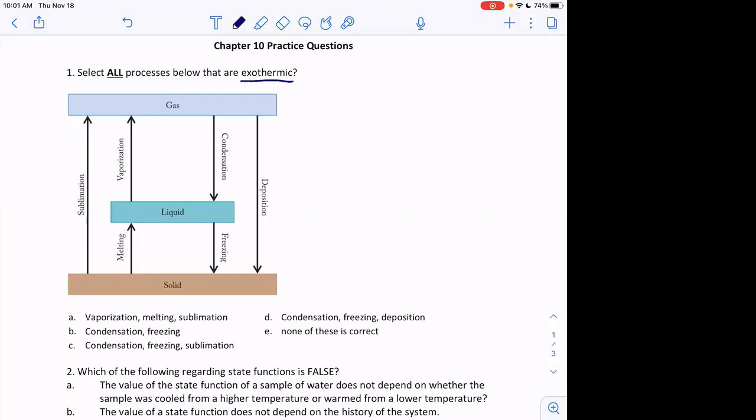So think about it. I'm in the gas phase, I have lots of energy. If you want to condense me, I'm going to give off energy, right? Or think about it like this. Take a liquid. What do you do to get it to go into a vapor? You heat it up. You add energy, and it goes into the vapor phase, right?